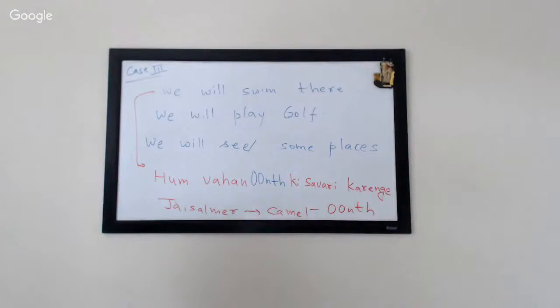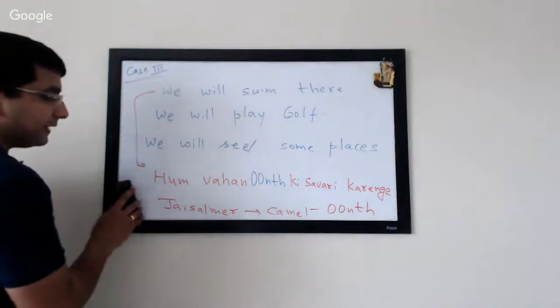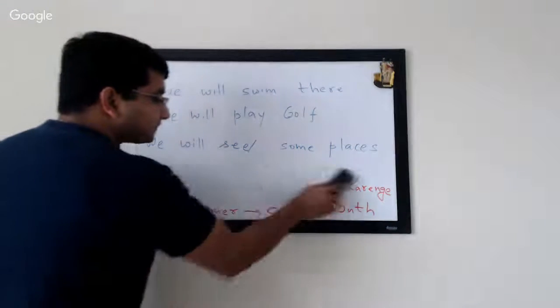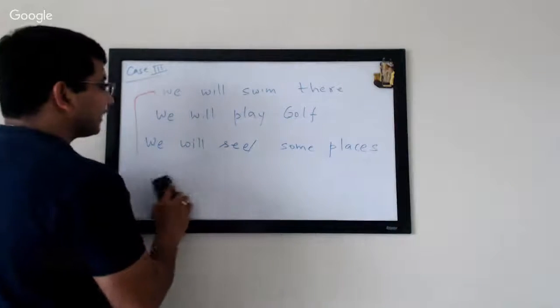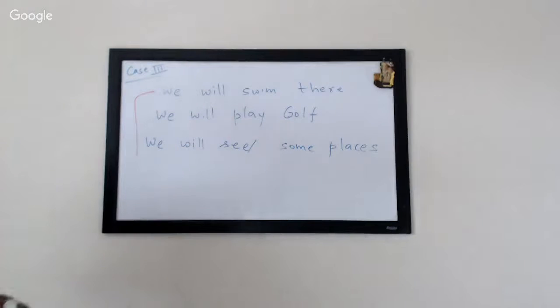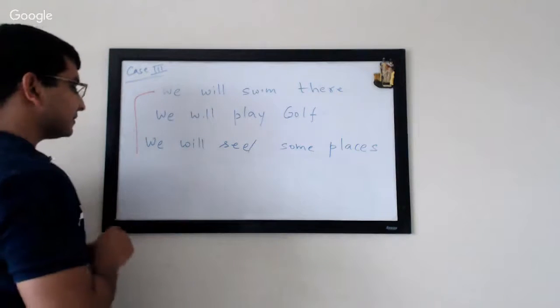Okay. Ferry to elephant. So if you want to say that we'll take a ferry, let me do the third one first, and then I'll come to the ferry. The third one is that we will see some places, right?